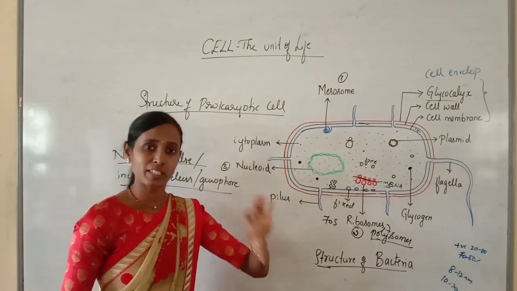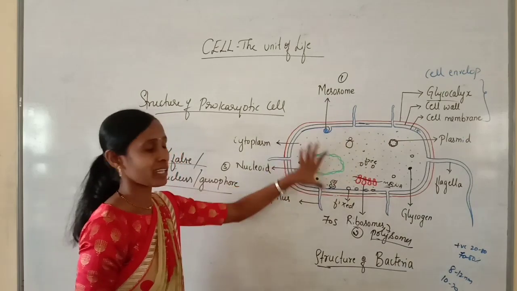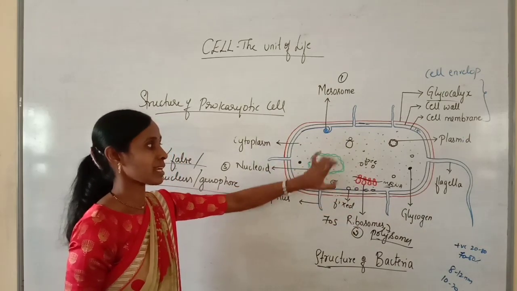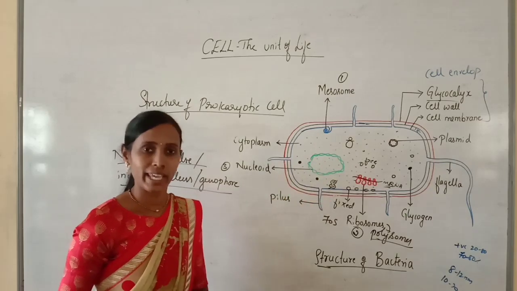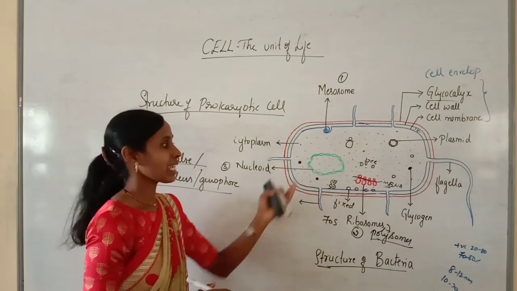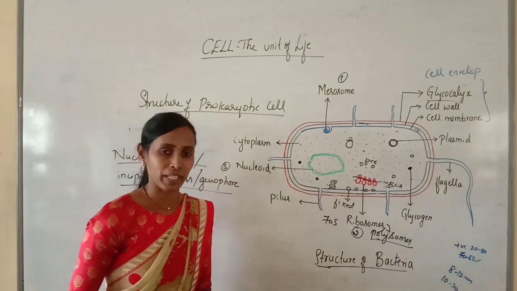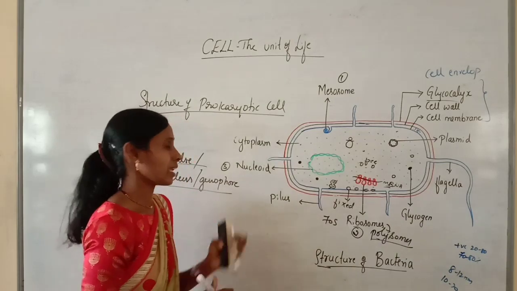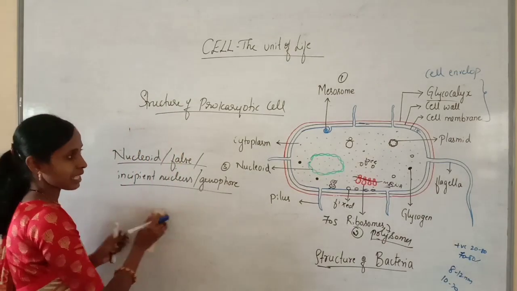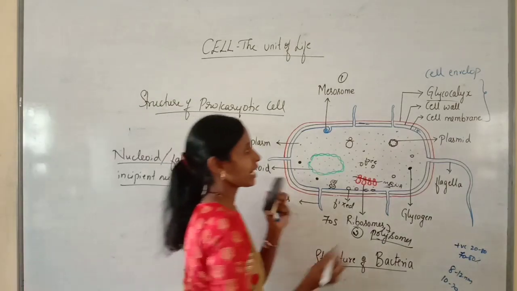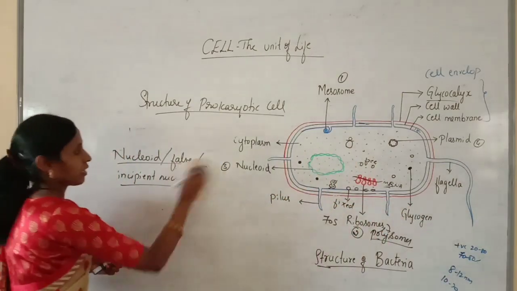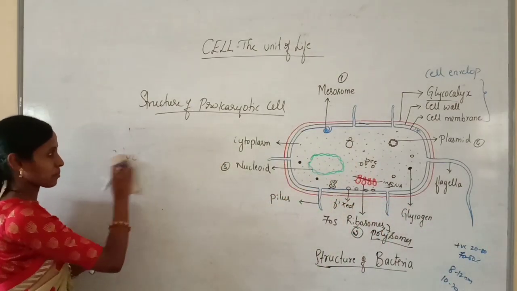The genetic material is freely suspended in the cytoplasm. But it is always a naked DNA, and it mainly takes part in replication or duplication of the genetic material, that is the nucleoid. And the next structure we need to study is the plasmid.